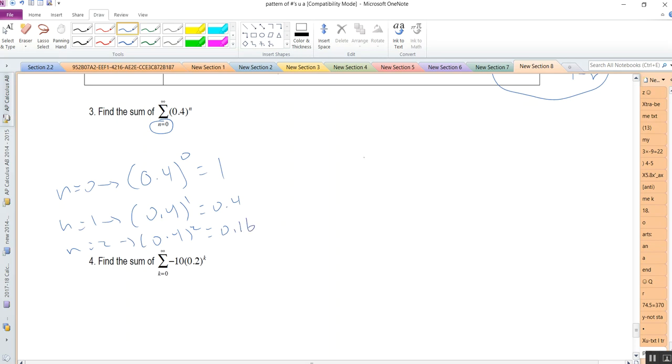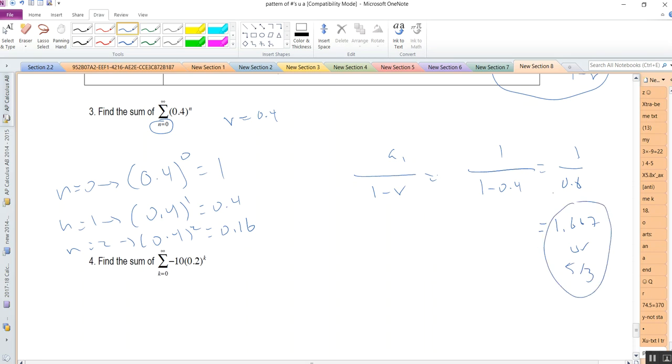So I can just use this formula, because my r value is definitely between -1 and 1. So a1 over 1 minus r, 1 over 1 minus 0.4, 1 over 0.6, which would be about 1.667. Or if you were to convert that to a fraction, it would be 5/3. So even though n is infinity, what's going to happen is that ultimately the later terms become so tiny that it's almost negligible in the overall sum. So it doesn't really matter.